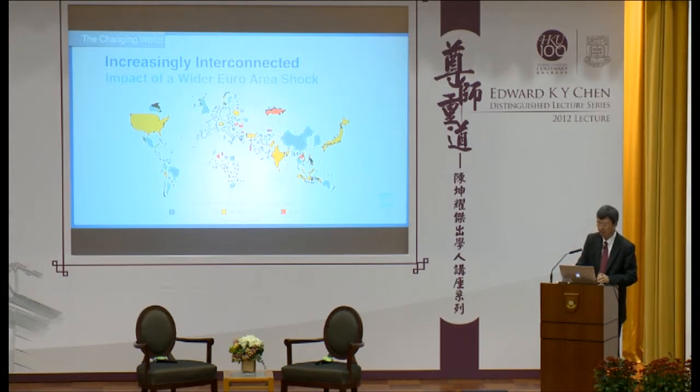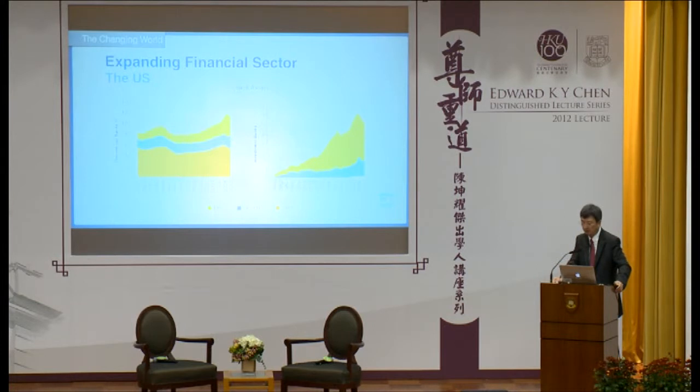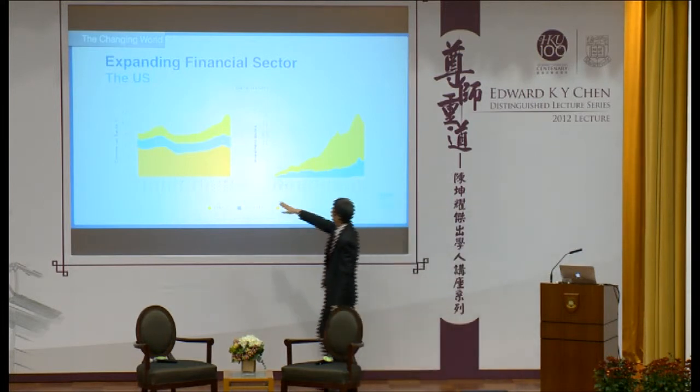Also, the second issue is the very strong, stronger intercorrelations. And the third change is the financial sector becoming ever bigger. This is the United States. If you see this asset size, this is the banking sector. They change, but not very much.